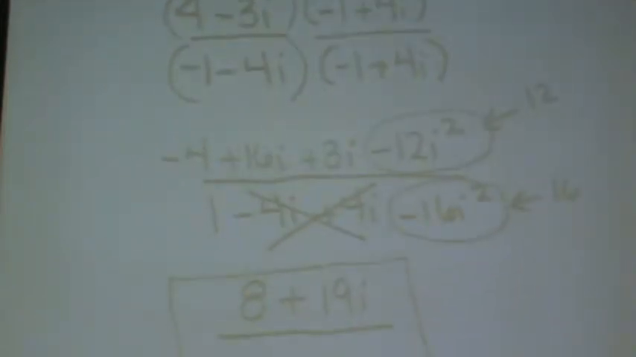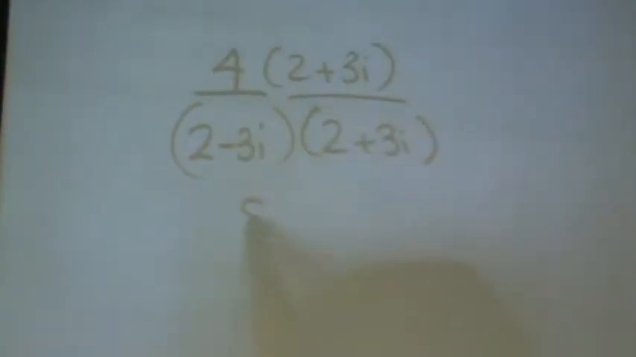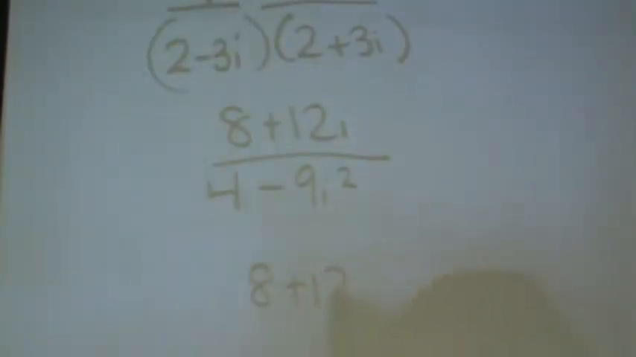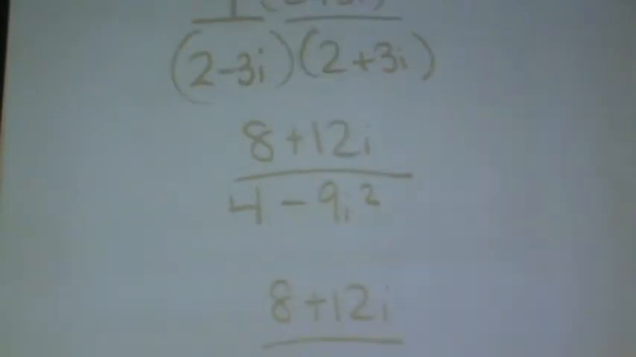Oh, can you do 31 with just the 4 by itself on top? Yeah. 4 over 2 minus 3i. What's the conjugate? It's 2 plus 3i, over 2 plus 3i. So like just distributing. Yeah, you do 8 plus 12i. In the bottom, 2 times 2 is 4. The next 2 will cancel, and you get minus 9i squared, and this is going to be 9. So your answer is 8 plus 12i over 13. Done. Easy?